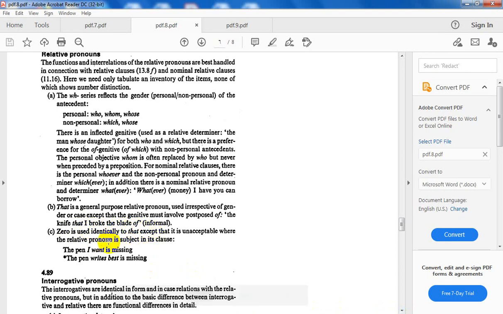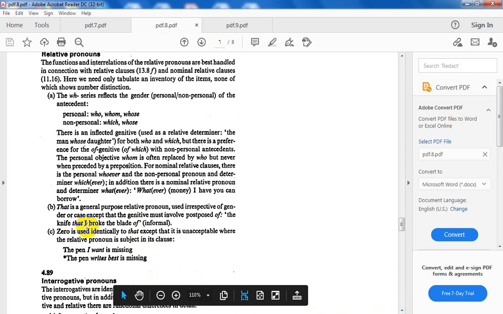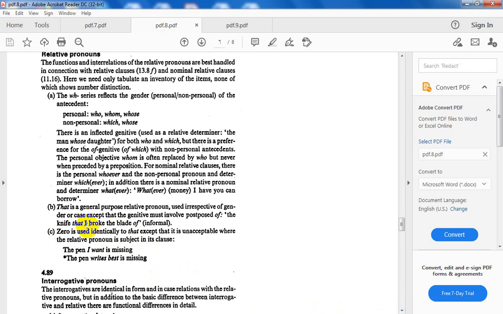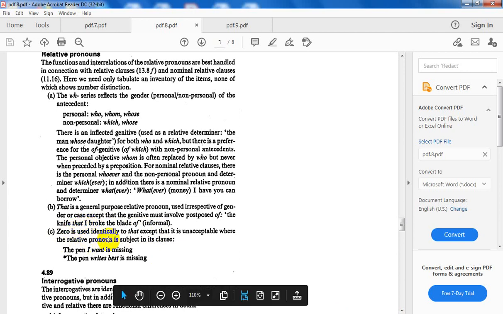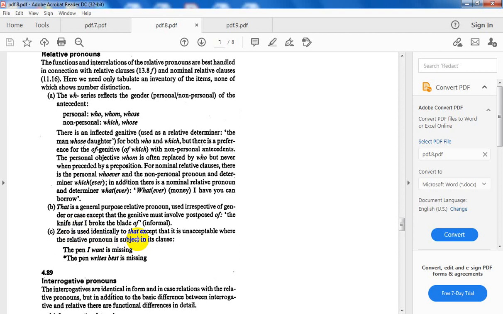هذه informal. طبعا there are some relative clauses in which I can omit that: zero relative, or zero that. Zero is used identically to that, except that it is unacceptable where the relative pronoun is the subject in its clause. يعني you cannot omit that if the that clause functions as subject.